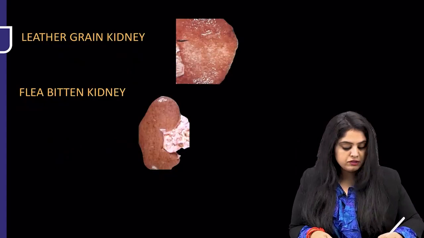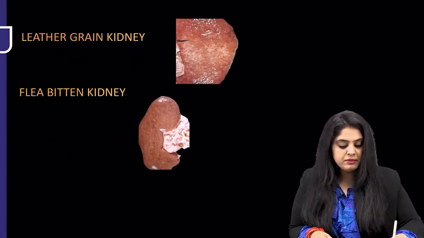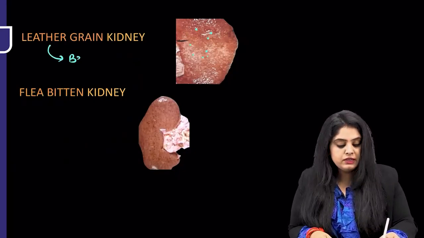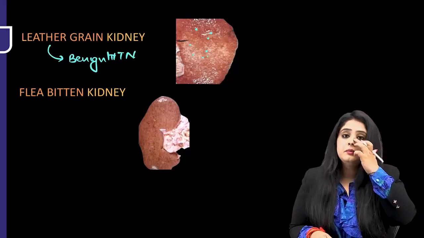Next you have two appearances more. There is leather grain kidney and flea bitten kidney. Where do you see leather grain kidney? You see it in a case of benign hypertension. Leather grain kidney is seen in benign hypertension.